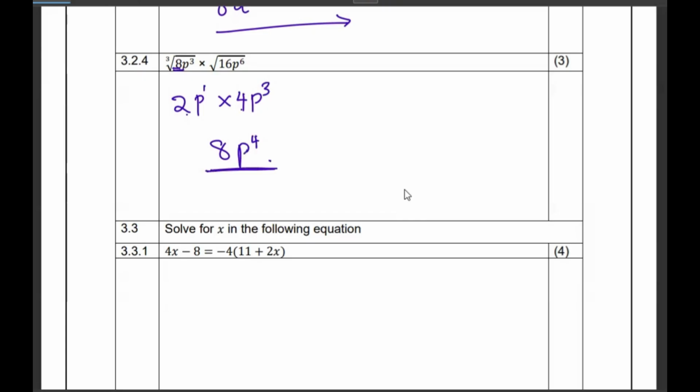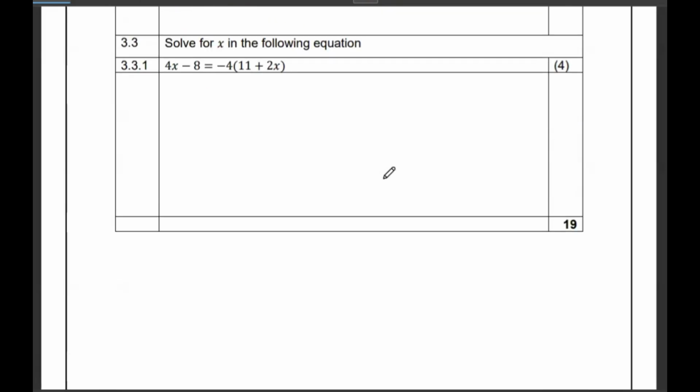Now, when you're multiplying or dividing, we don't have like terms. Like terms only happen when you're adding and subtracting. Then 3.3, we have an equation. When you have any brackets in an equation, open up the brackets. So it's a 4x minus 8 is equal to negative 4 times 11 is a negative 44. Negative 4 times 2x is going to give us negative 8x. Let's collect the like terms. We move this 8 to that side, move this one that side.